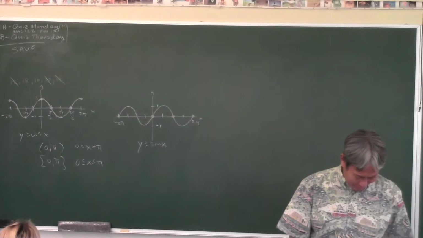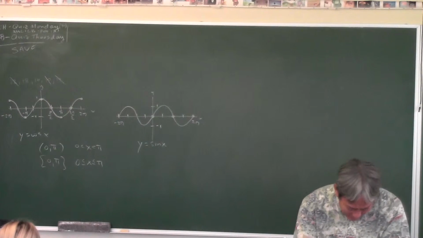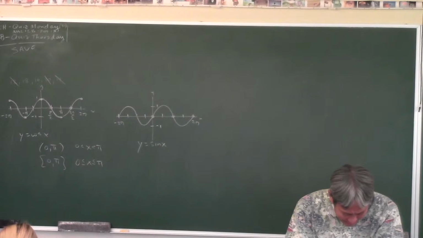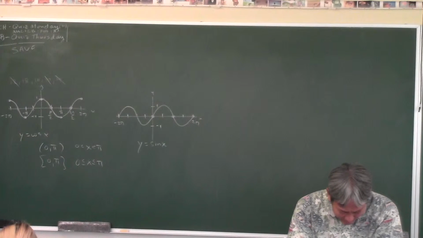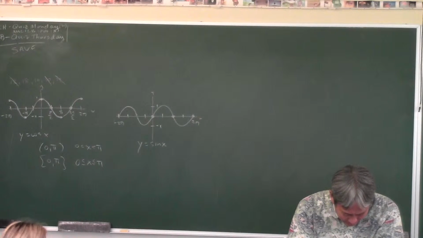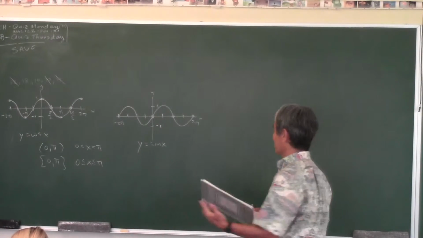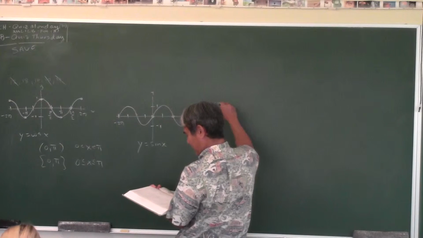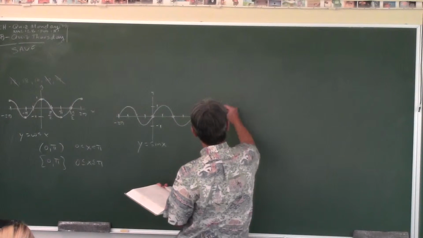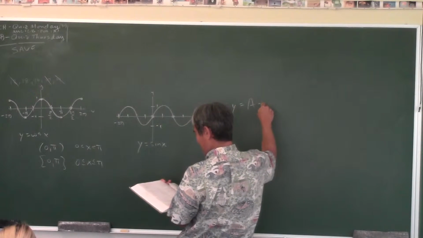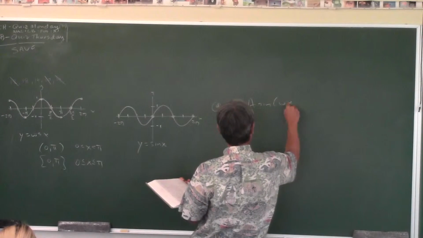No, you asked. Number 4. The function y equals A sine omega x, where A is greater than 0, has amplitude 3 and period 2. Okay, this is a good question to ask. Well, so you have y equals capital A sine omega x.